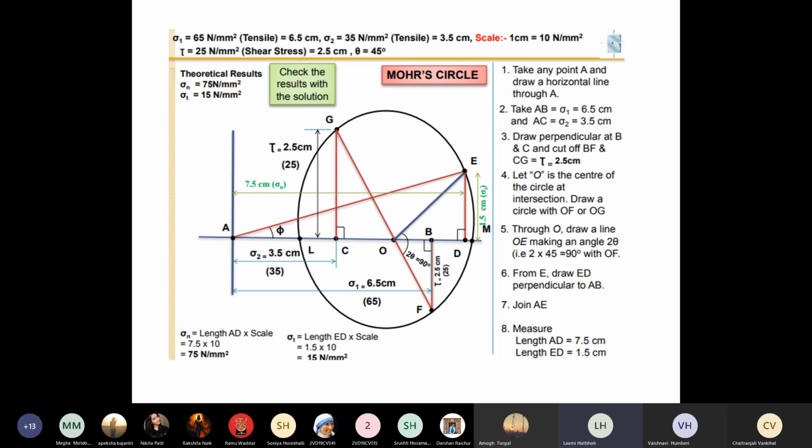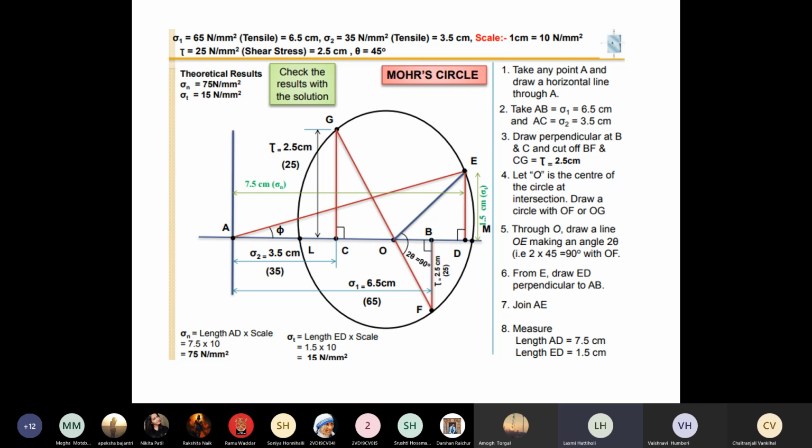After keeping the protractor on the line OF, we know that theta is 45 degree, so the 2 theta value becomes 90 degree. So for 2 theta, using the protractor, mark the point 90 degree on the circle. It will come to a point E. So mark this point E and join OE, and also drop a perpendicular ED and also join AE, right?